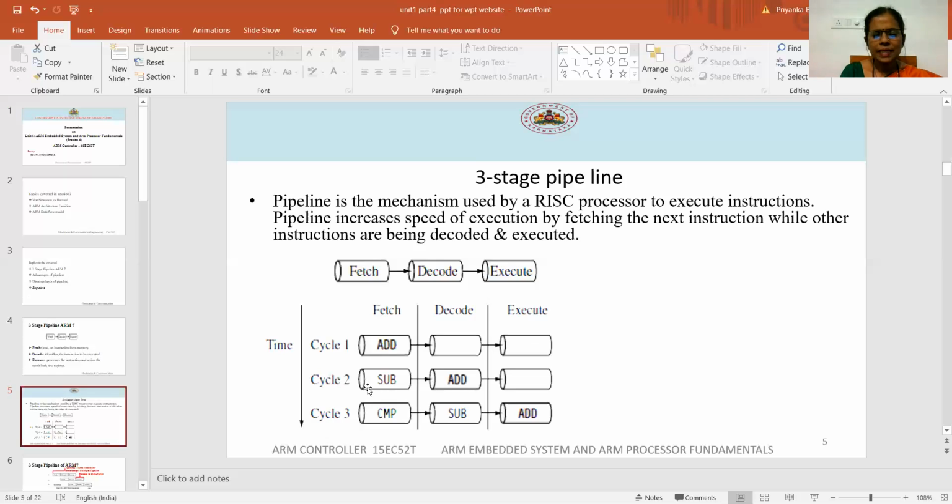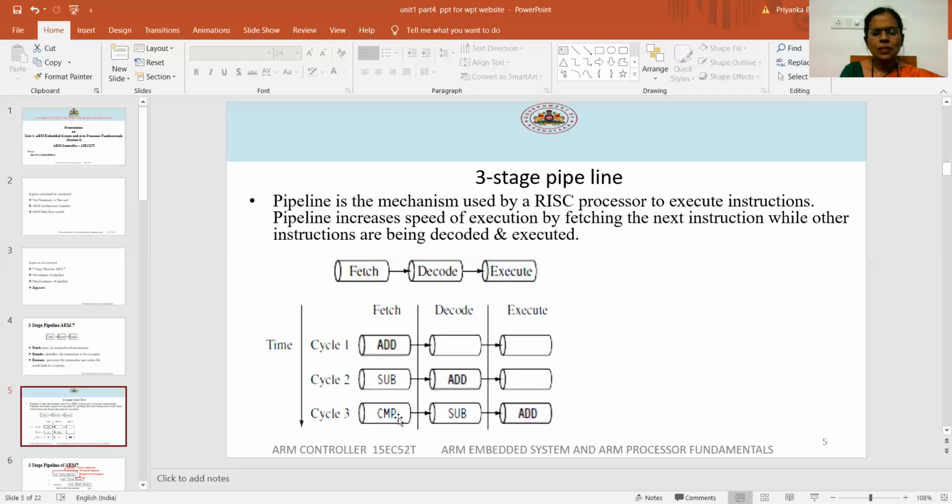When we go to the second clock cycle, the first instruction that we fetched is decoded here, and the second instruction is fetched. Sub is the second instruction, a subtraction instruction. The sub instruction is fetched. At the same time, in clock cycle 2 only, the first instruction, that is the add instruction, is decoded. And in execution, nothing is executed because no instruction has come to this level yet.